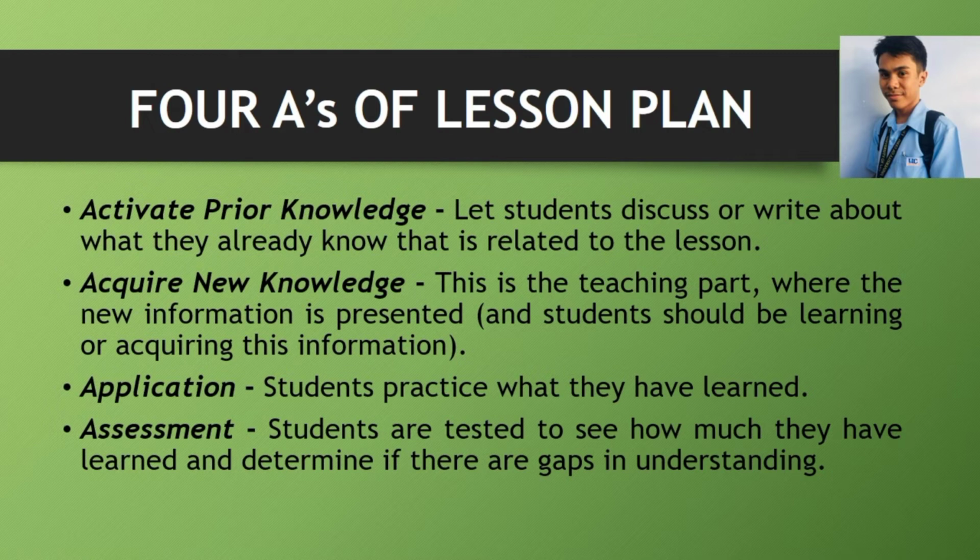First, we have the activate prior knowledge. This is where you let your students discuss or write what they already know that is related to the lesson. For example, you can ask your students to create a 3-2-1 first, which means 3 things that they already know, 2 things they want to learn, and 1 thing that they are still confused about.